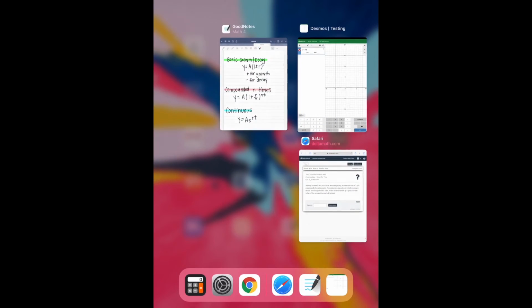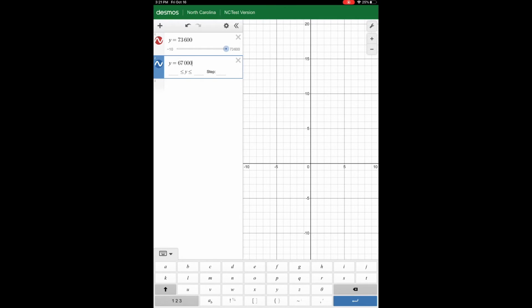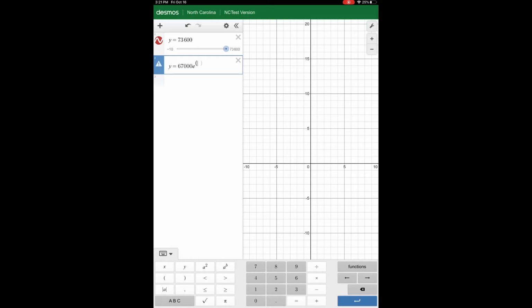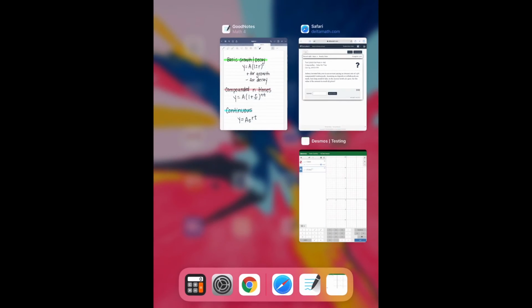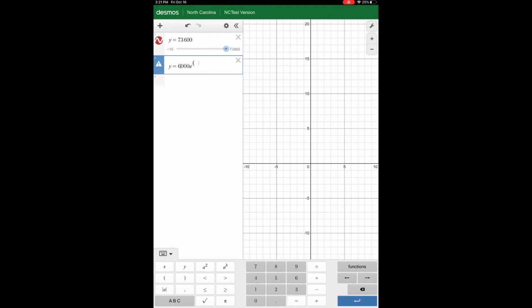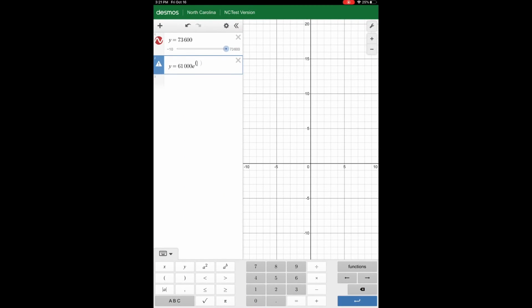All right, so I'm going to do y equals 73,600 and y equals 61,000 e raised to, oh, it was 61,000. Sorry about that. So 61,000, and our interest rate was 0.019, and instead of t, I'm going to put x. Now, you can't see your intersections unless you adjust the window. You have to be able to see those. So I always look at the y value that I have the largest.